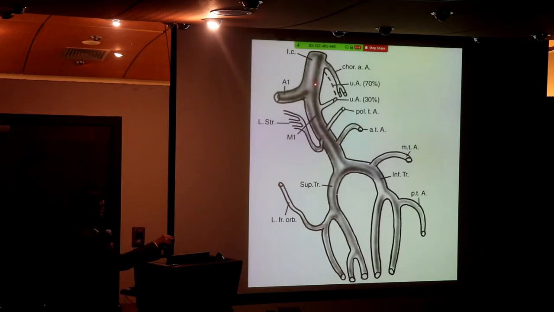So here you are: the carotid divides into anterior cerebral and middle cerebral. These are the branches of the carotid. These are the lateral branches of the middle cerebral. These are the medial striatal branches of the middle cerebral, then the bifurcation, and then they go into divisions.